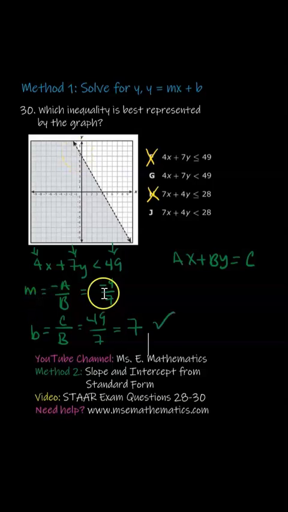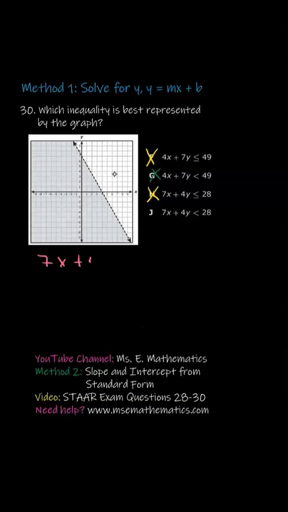Let's check the slope. The slope is negative 4 over 7. That means that from the y-intercept, I'm supposed to go 4 down and 7 to the right and get back to the graph. So let's try that. If I go 4 down, I'm at 3, and then if I move 7, I don't get back to the graph. So the slope does not match our graph. That eliminates G as the solution, but let's try J.